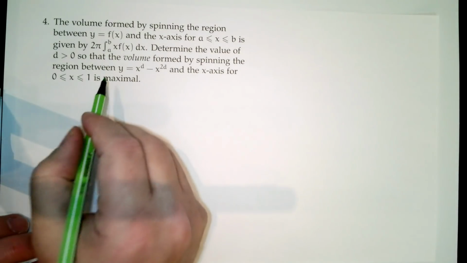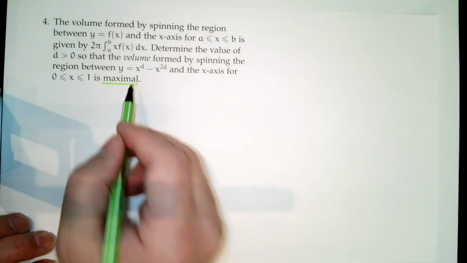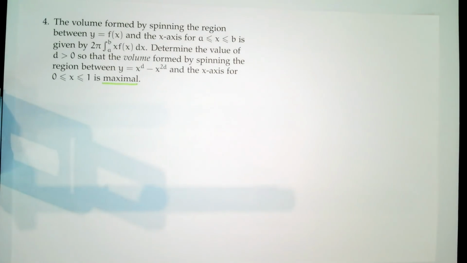I'll give you a hint. This word is important. It's an optimization problem, because we're trying to find something that's maximal. So, when we're looking for something which is maximal, that means we're engaging ourselves in an optimization type problem. So, when you're doing an optimization problem, the first thing you have to do is say, what am I optimizing?